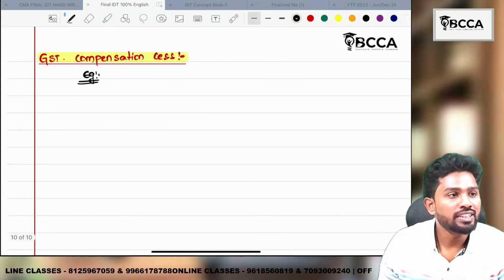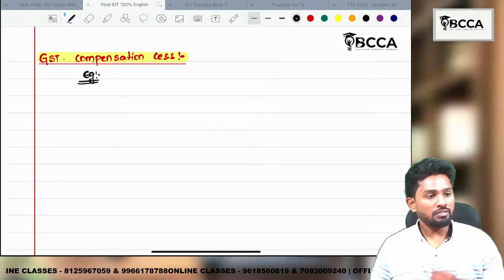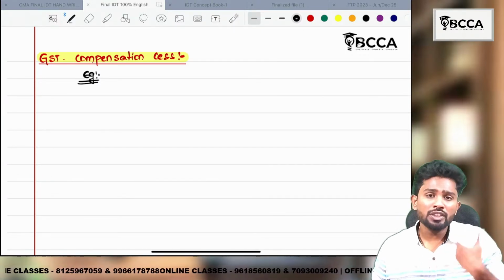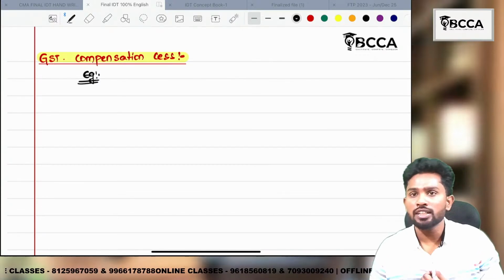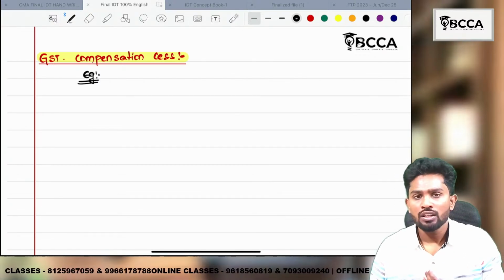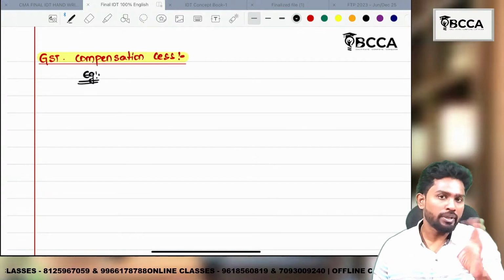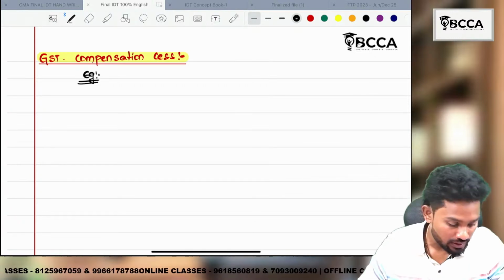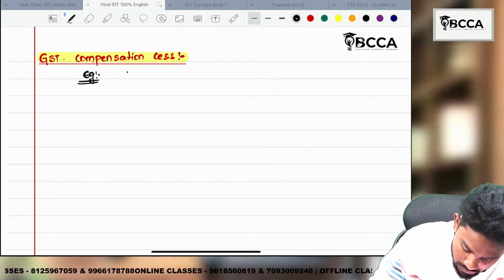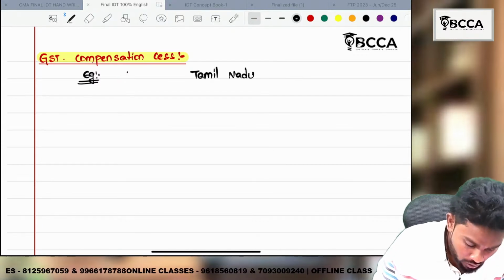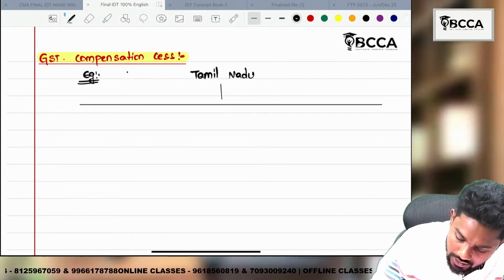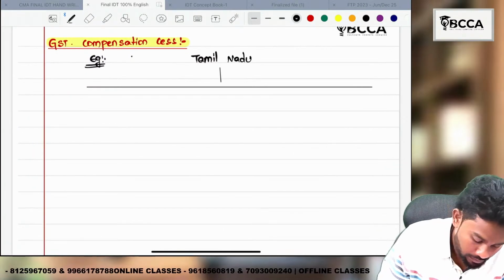Example, sir, we'll take the state of Tamil Nadu. So why only Tamil Nadu, sir? We can take any state which has more production or more manufacturing companies. Example, we can take Gujarat, we can take West Bengal, maybe we can take Maharashtra as well. So I'm taking one state as example, Tamil Nadu, which is having more manufacturing companies. Okay, so we'll discuss here pre-GST and post-GST, and we'll understand why the compensation cess is needed as well.